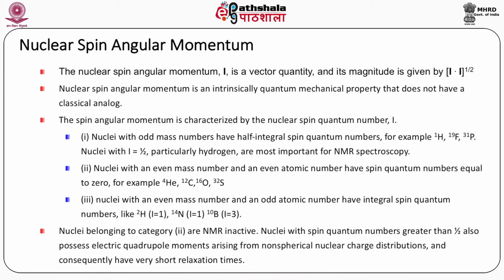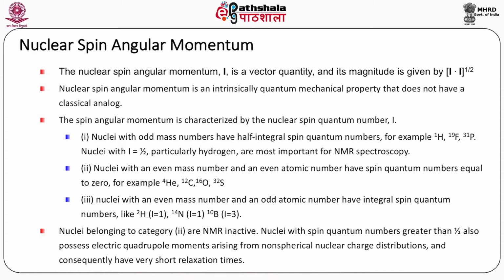The spin angular momentum is characterized by the nuclear spin quantum number I, and there are certain features. For example, nuclei with odd mass numbers have half integral spin quantum numbers. For example, proton 1H, 19F fluorine, 31P phosphorus. Nuclei with I equal to half, particularly hydrogen, are most important for NMR spectroscopy.